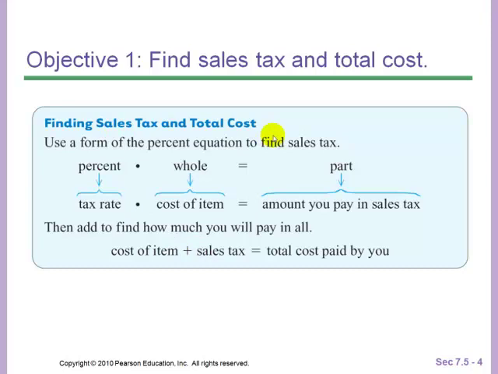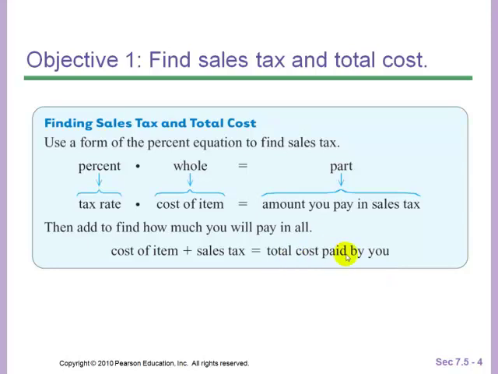Finding sales tax and total cost. We will be using a version of the percent equation. Percent, in this case, will be our tax rate. The whole is the original cost of the item, and the part is the amount you actually pay in sales tax. Then, to figure out how much you will pay, take the original cost of the item, add the sales tax, and that gets you the total cost.